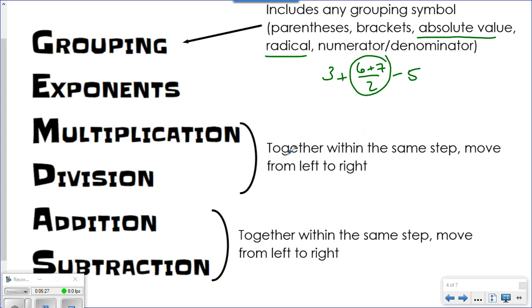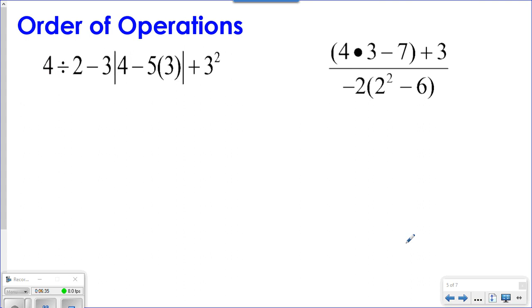And this is posted on the wall in my room. The M and the D are the same color because they go together within the same step. Same with the A and the S, together within the same step. And we just follow through that order of operations, working from left to right. So go ahead, pause the video, try this one on your own, and see how it goes.